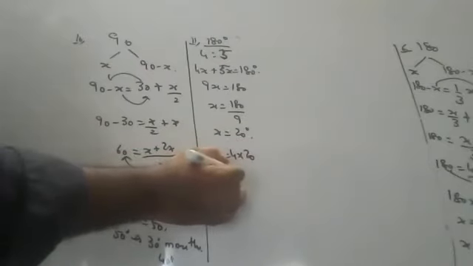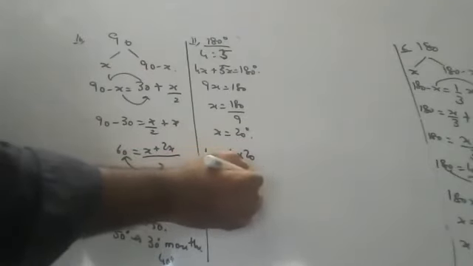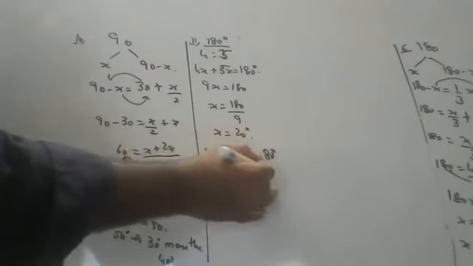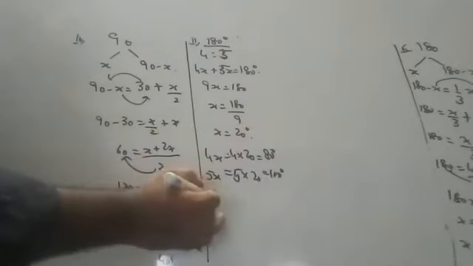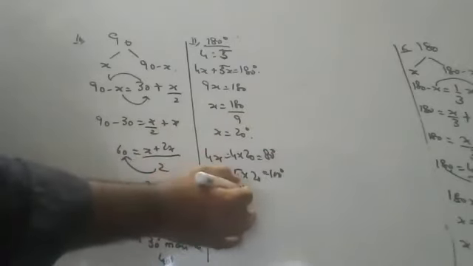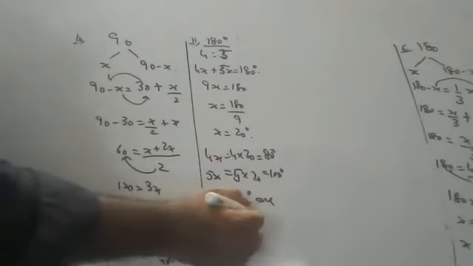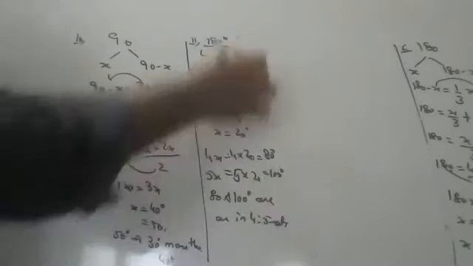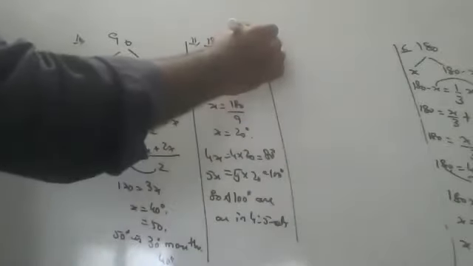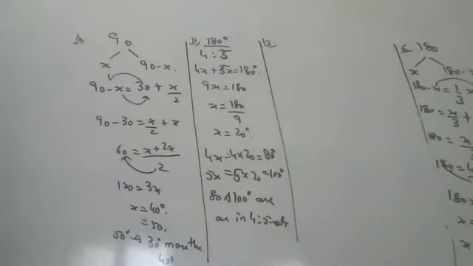4x equal to 20 into 4, 80 degrees. 5x equal to 5 into 20, 100 degrees. 80 and 100 degrees are in 4 is to 5 ratio. Okay. Next question, all of you see, children.